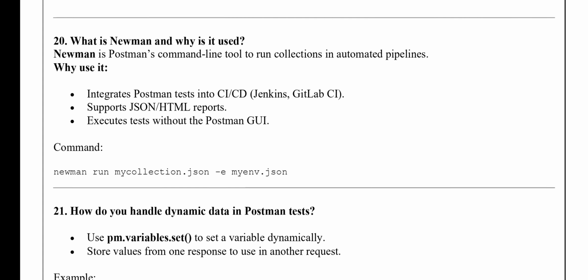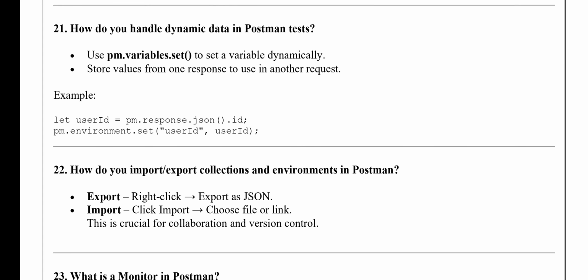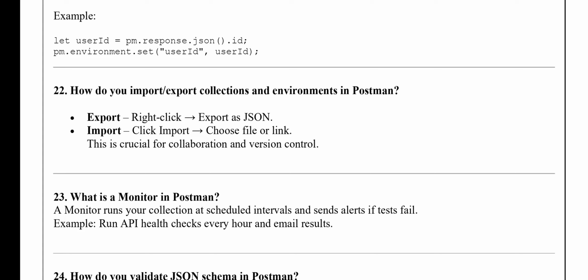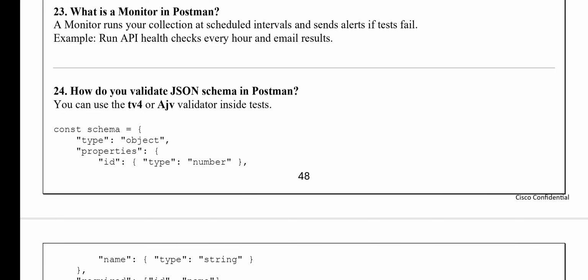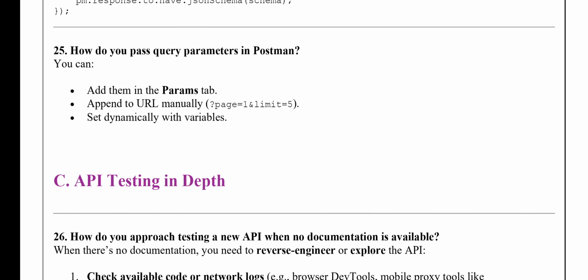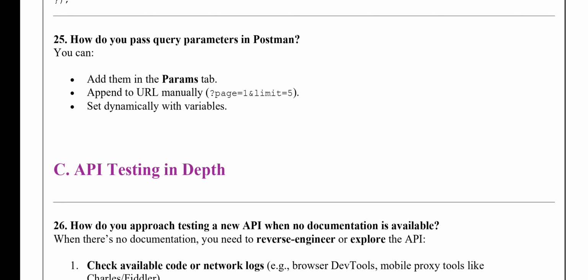What is Newman? How do you handle dynamic data in Postman tests? How do you import or export collections and environments in Postman? What is a monitor in Postman? How do you validate JSON schema in Postman? How do you pass query parameters in Postman?